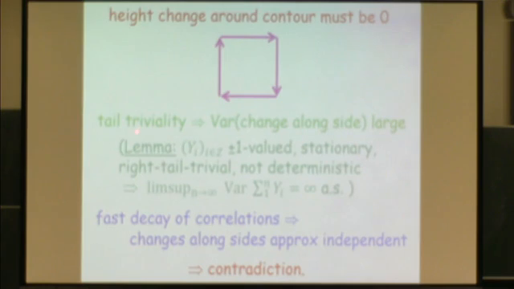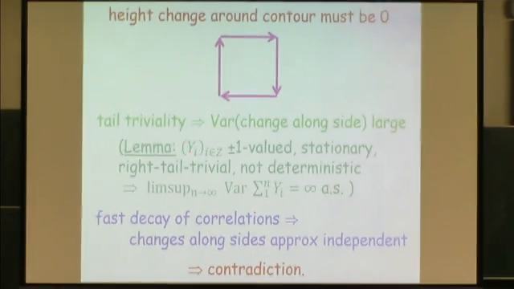Turns out even if the process is tail trivial, which is implied by FFIID with suitable coding radius, then the variance of the change along a side is large, and here's the lemma that implies that. I'd be kind of curious if anyone's seen this lemma before. I'm sure it can't really be new, but we didn't actually find it, and we found a proof. I'm sure there are other proofs.